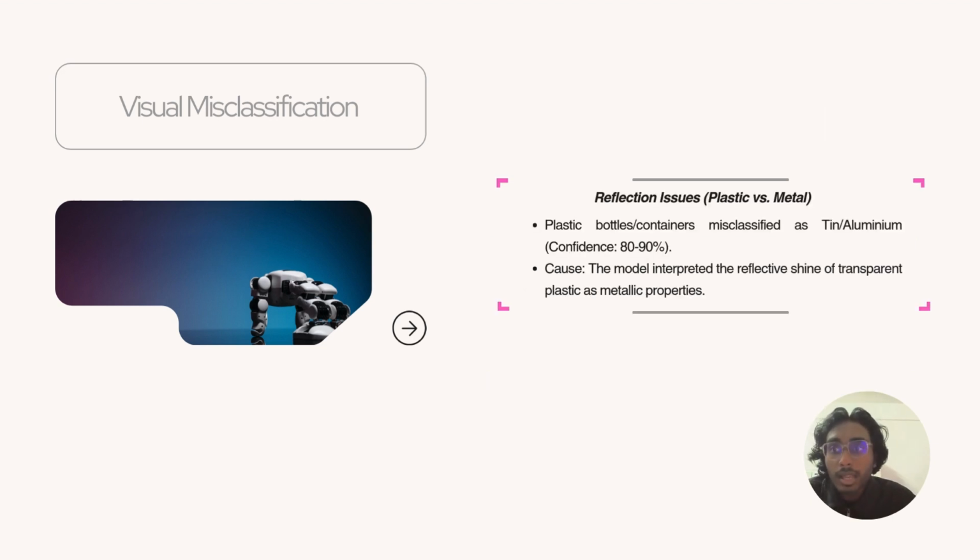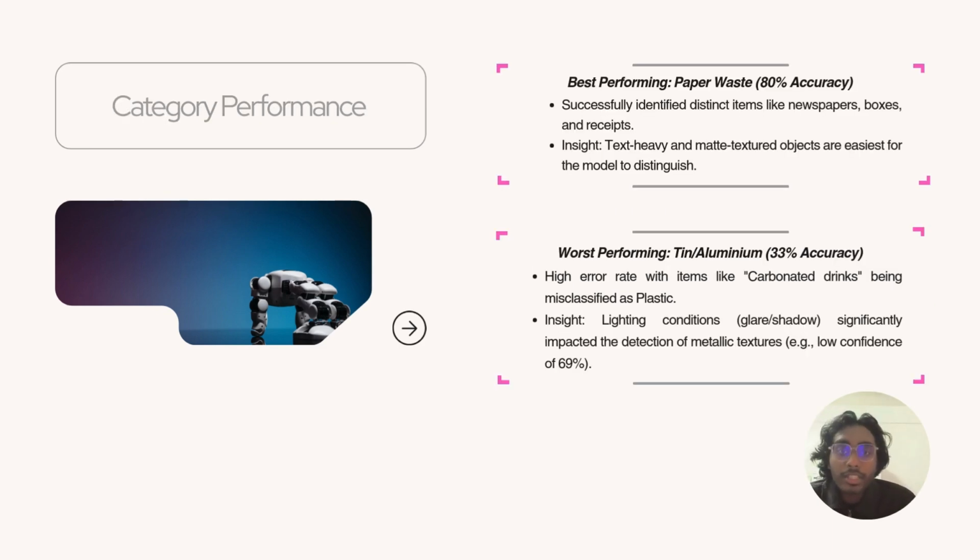The last is reflection issues that happen between plastic and metal. Plastic bottles or containers were misclassified as tin or aluminium. The cause is the model interpreted the reflective shine of the transparent plastic as metallic properties. Now on to the category performance.